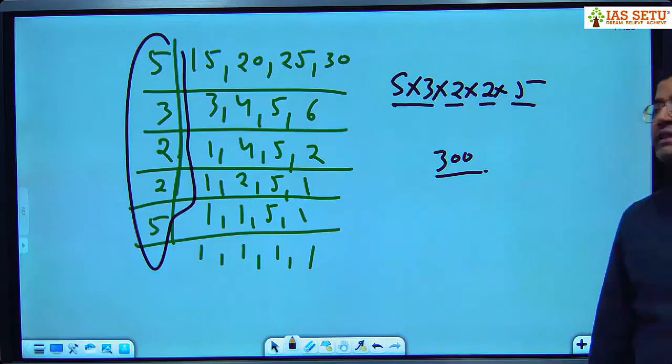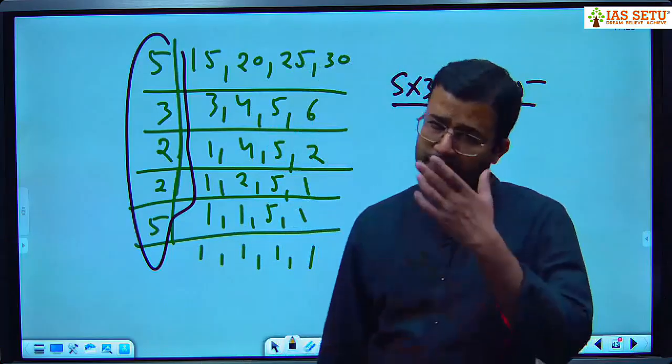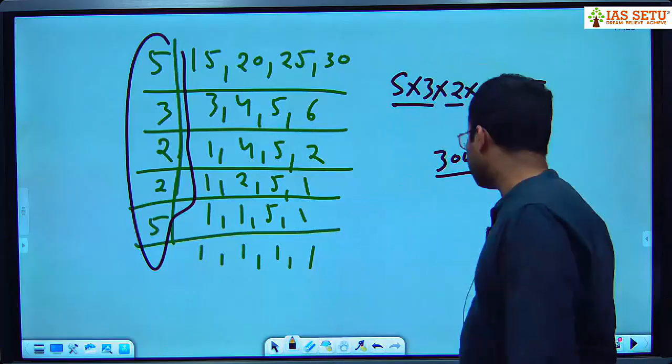So this is our type 1. We have to find LCM of 2 numbers, 3 numbers, 4 numbers. You practice. Practice makes a man perfect. Woman as well. Then type 2.